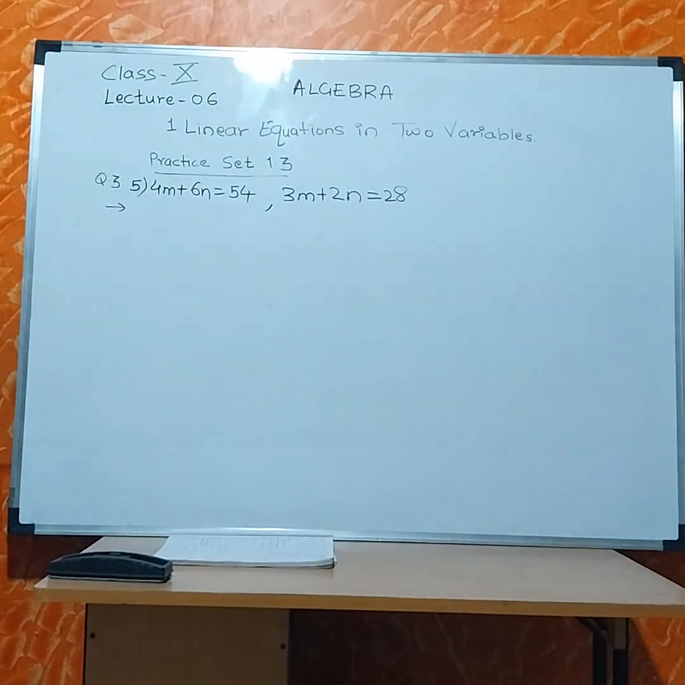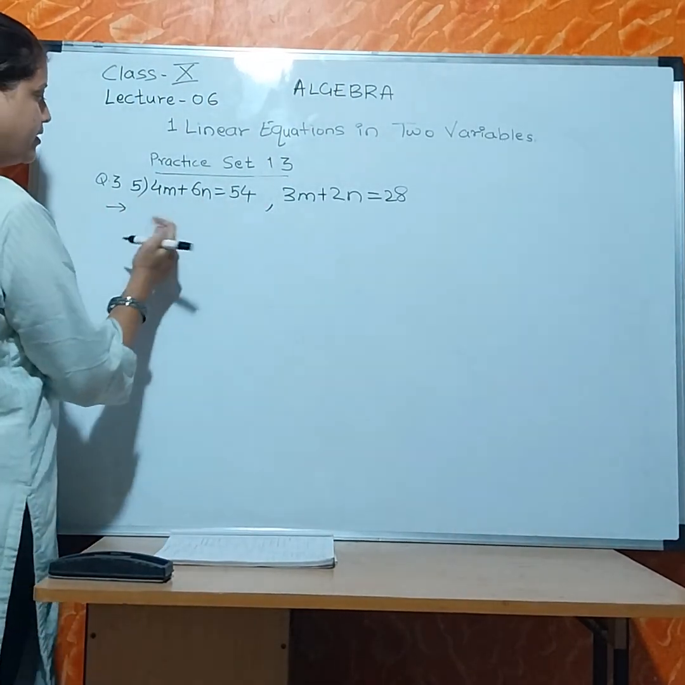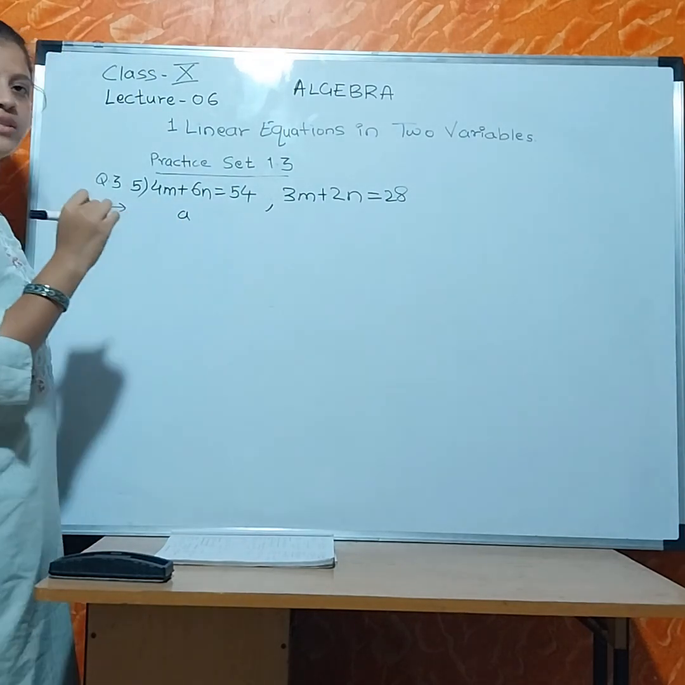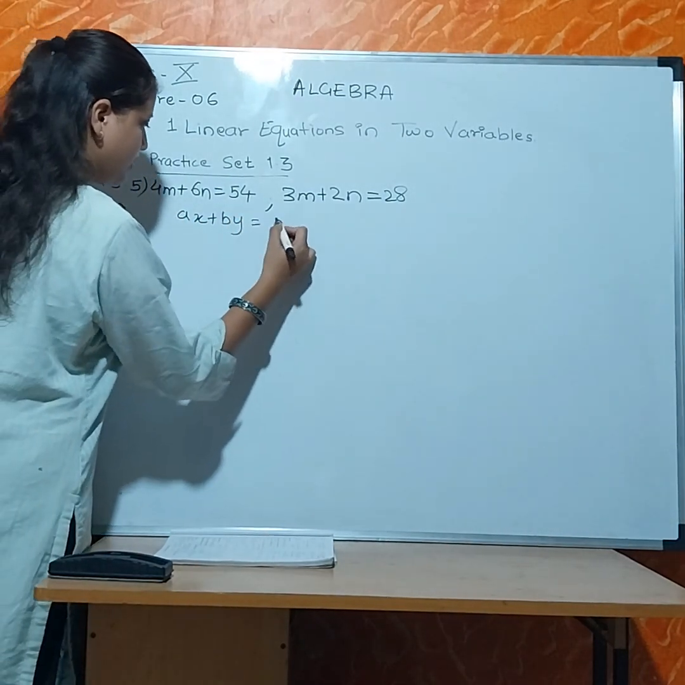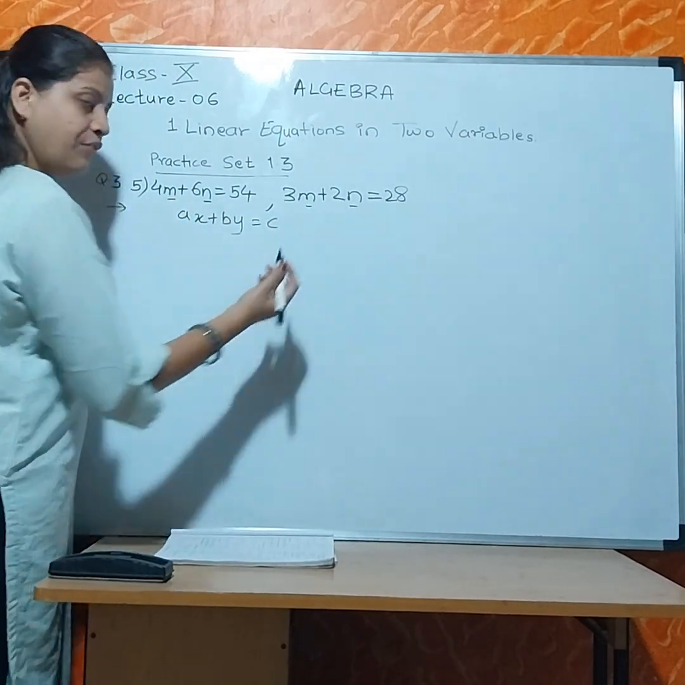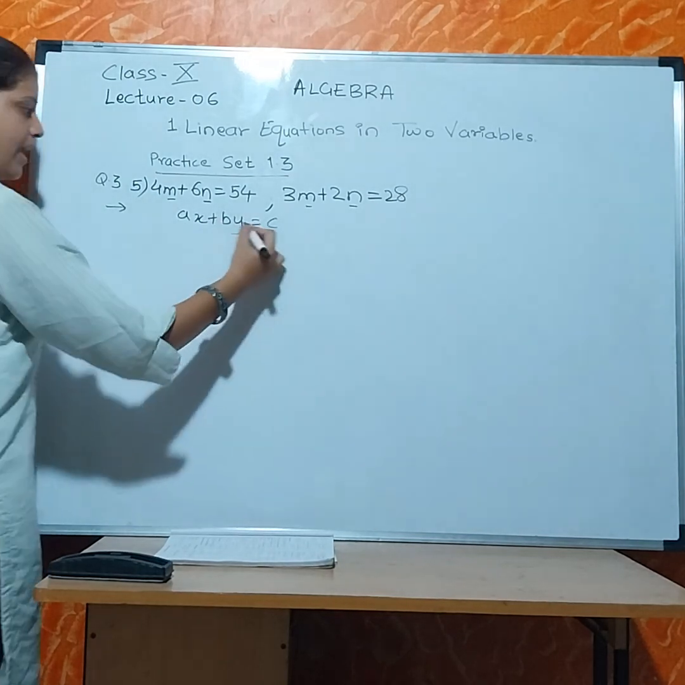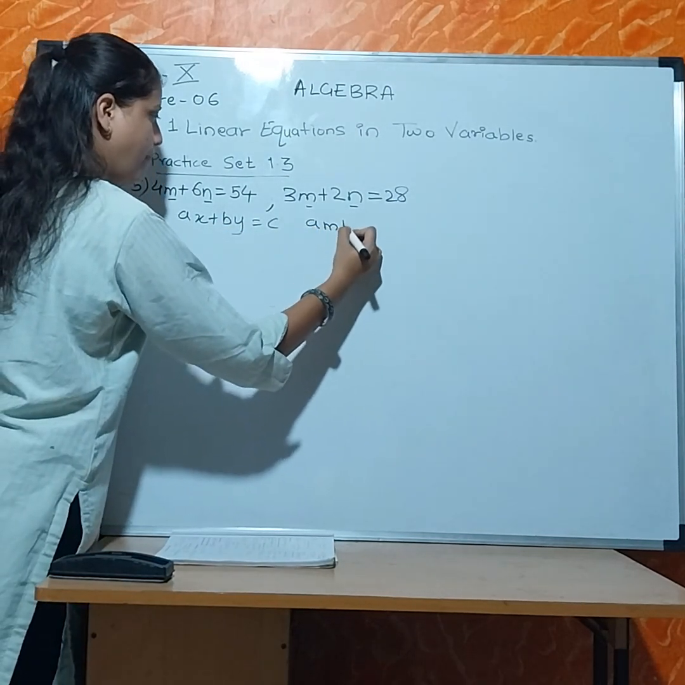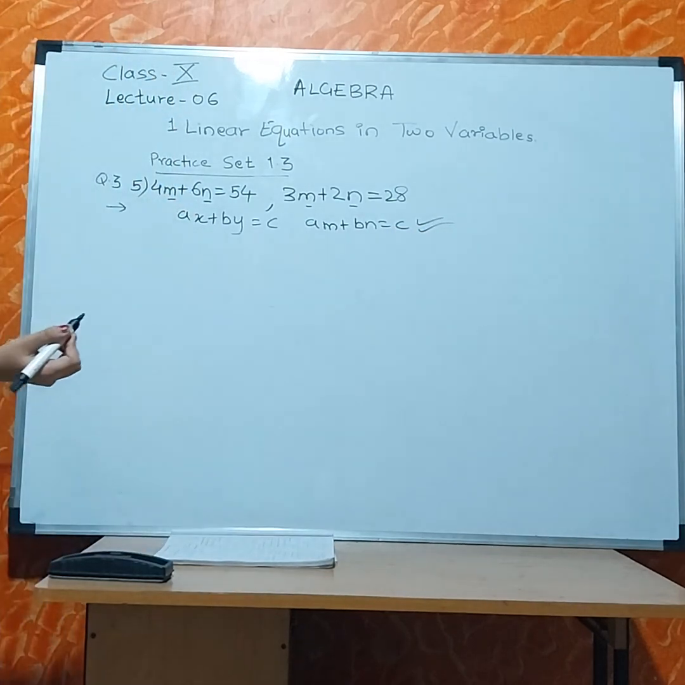Now we will solve the sub question number 5. Here they have given two equations. But let us see first whether these are in general form or not. ax plus by is equal to c. Even if they have given different variables here, m and n are the variables now. So instead of x and y, it is am plus bn is equal to c. Even this is a general form.